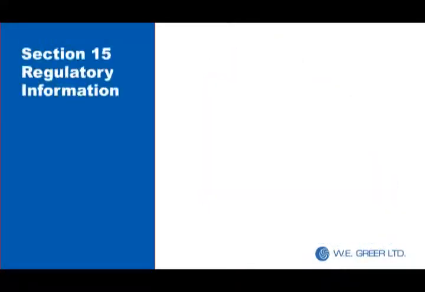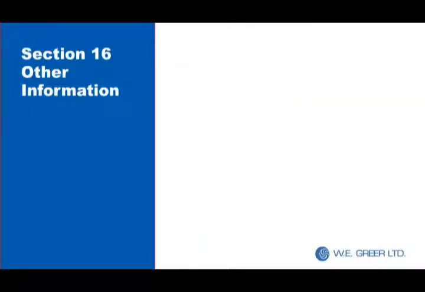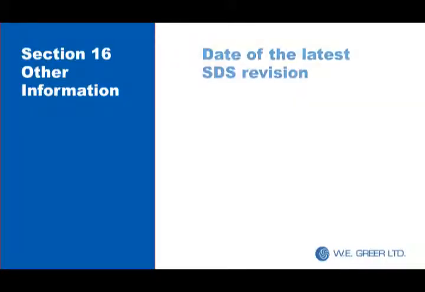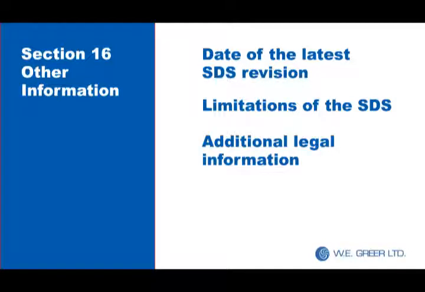Section 15, Regulatory Information, includes the safety, health, and environmental regulations that pertain to the product. And Section 16, Other Information, will include the date of the latest revision of the safety data sheet, limitations of the safety data sheet, and any other legal information required.